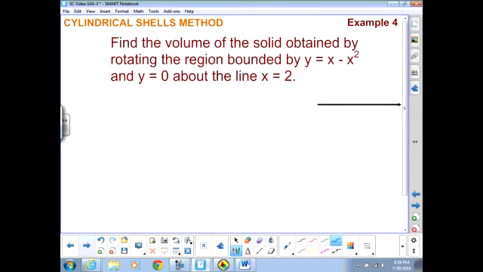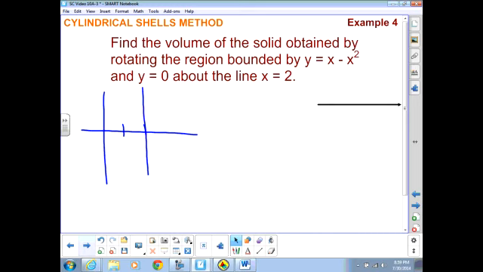One last example for this video. We're going to take x minus x squared, and the region of that bounded with y equals 0, which is the x-axis, and x equals 2. So here's x equals 2. Or sorry, I should say we're going to rotate around x equals 2. Our region is just going to be bounded by y equals 0 and y equals x minus x squared.